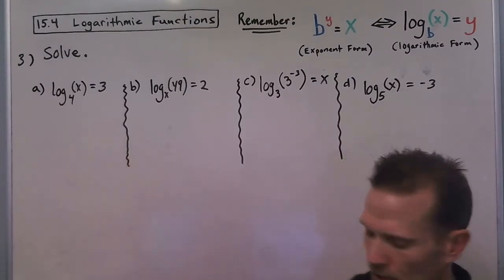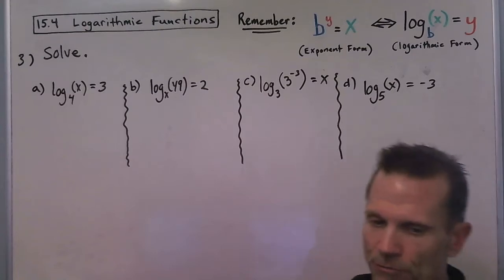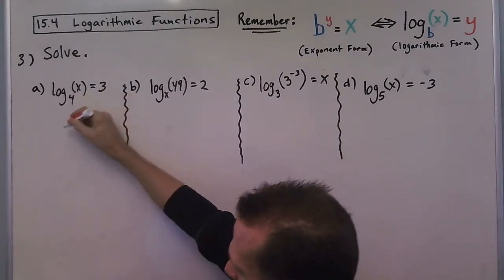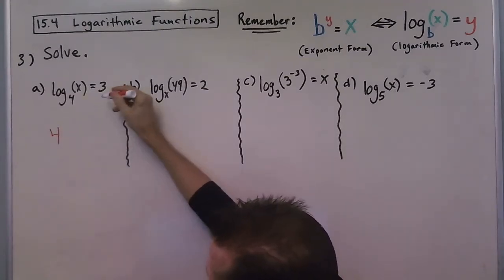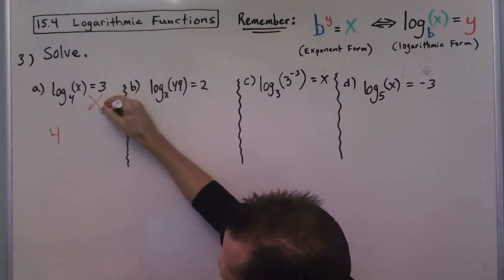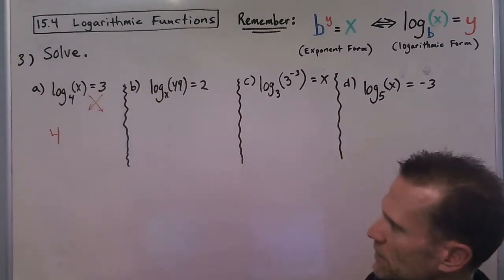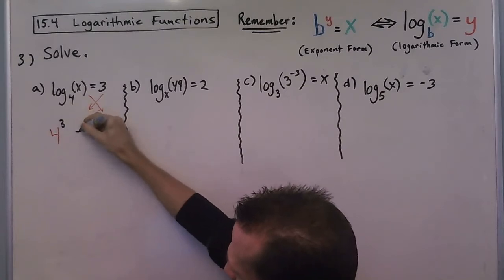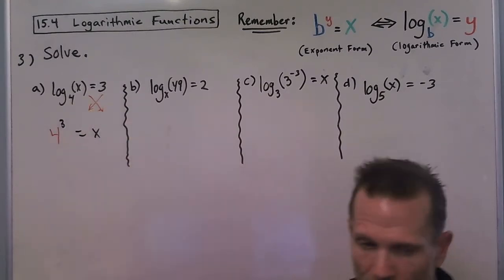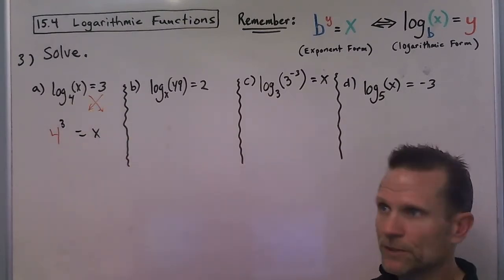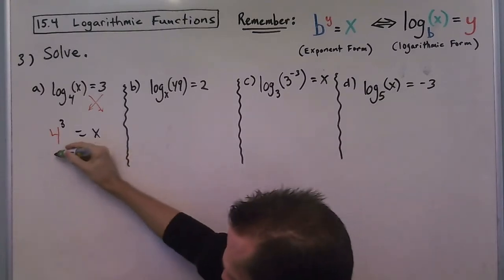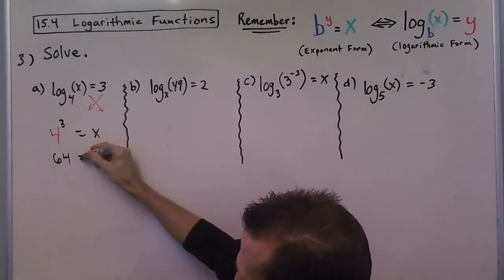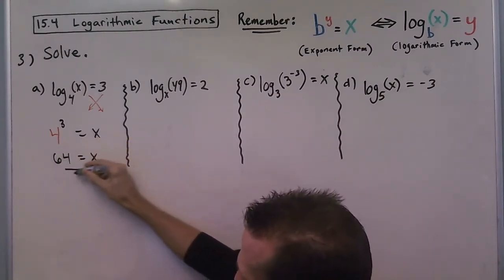So we already know how to switch this out to exponential form. What I can do is drop my base here, and then remember that these switch sides. So what I get is something that looks more familiar: 4 to the third equals x. And then that looks pretty easy. 4 times 4 times 4 is 64. We have 64 equals x. And voila.